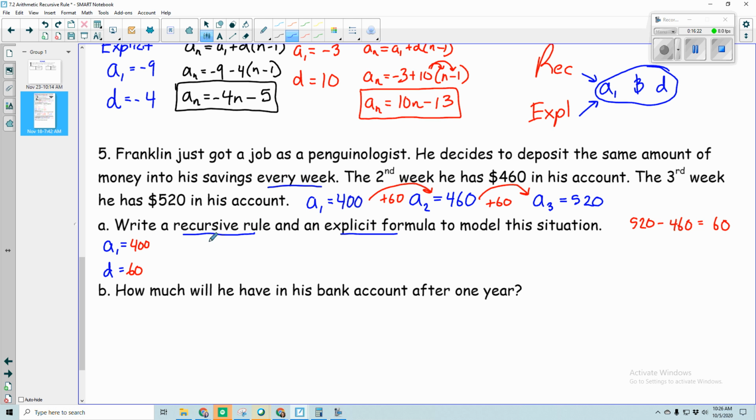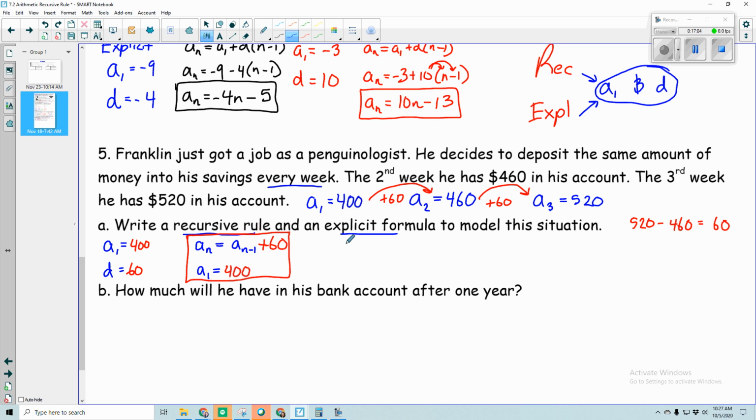Let's say I wanted to write a recursive rule first. So I have a sub n equals a sub n minus 1 plus d. And remember, I always have to say what that first term is. So the only two things I have to plug in are that a sub 1 is 400, and then d is plus 60. Now that I have those two things, that's all I need to make a recursive rule. That is it.